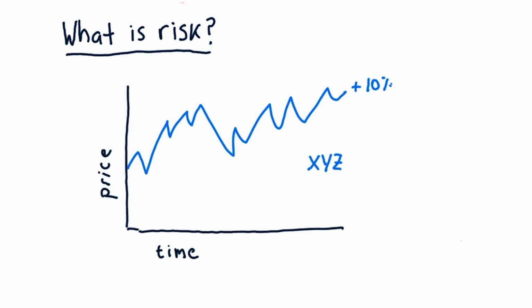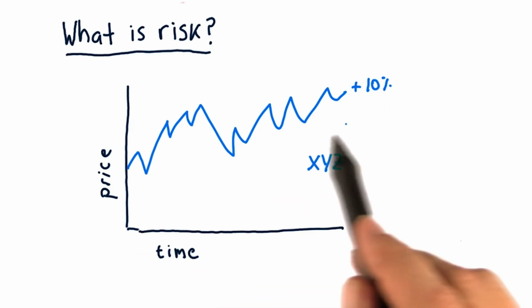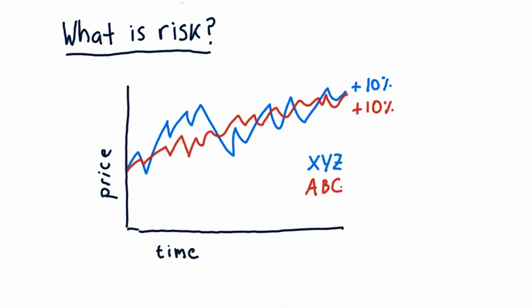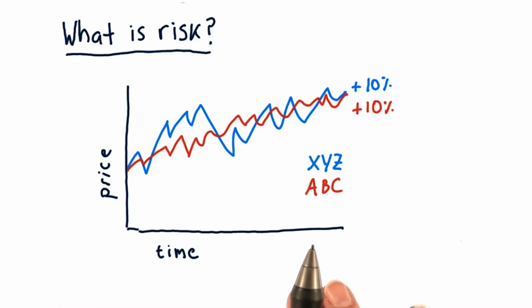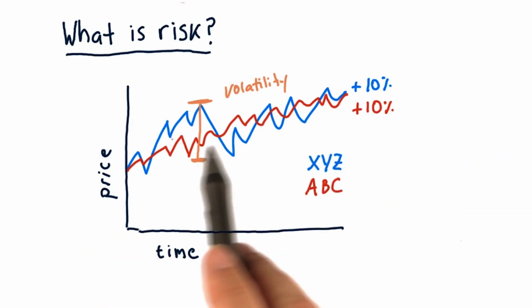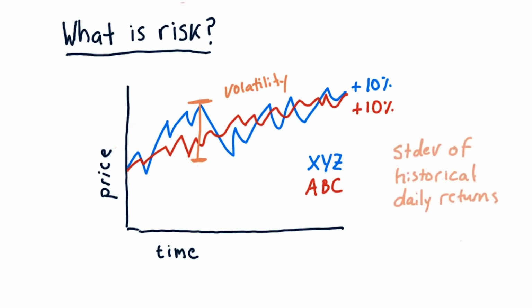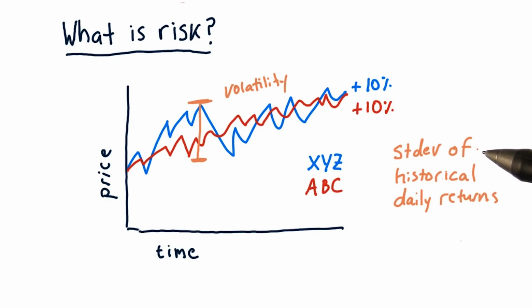Let's consider two stocks, XYZ here, that's gone up about 10%, but as you can see, it's been very volatile. Here's the historical price of another stock, ABC. It also went up 10% over the same time period, but as you can see, it was less volatile. So it's this volatility that we use as a measure of risk, and that is simply the standard deviation of historical daily returns. Again, in this case, risk is measured as volatility or standard deviation of historical daily returns.